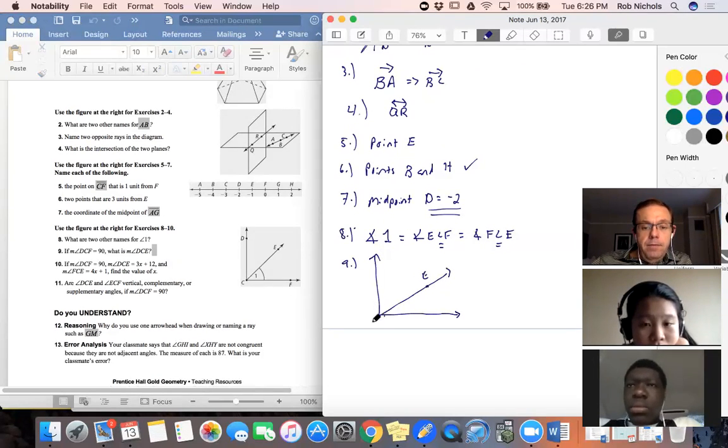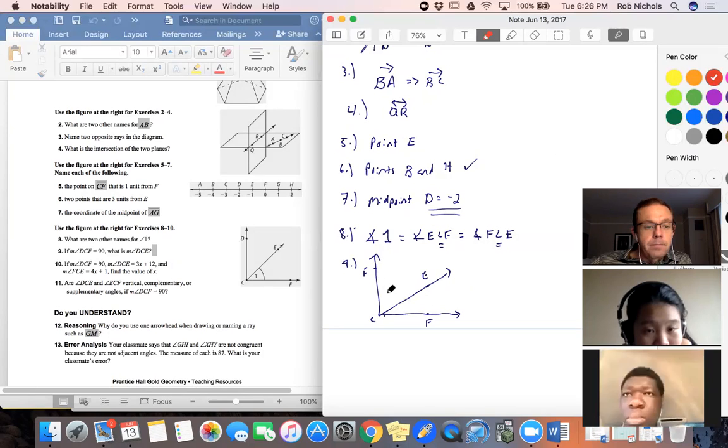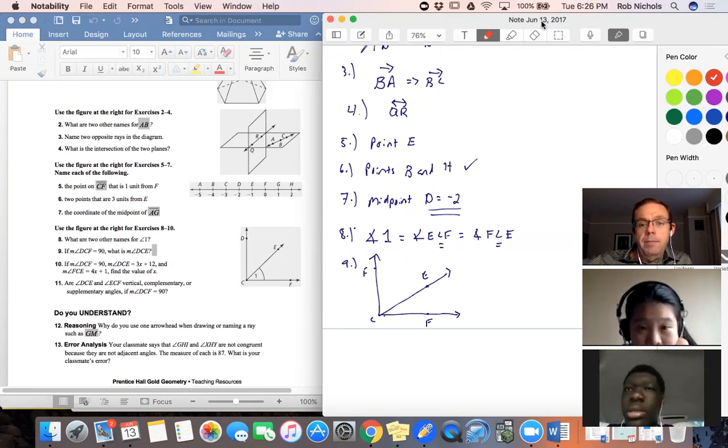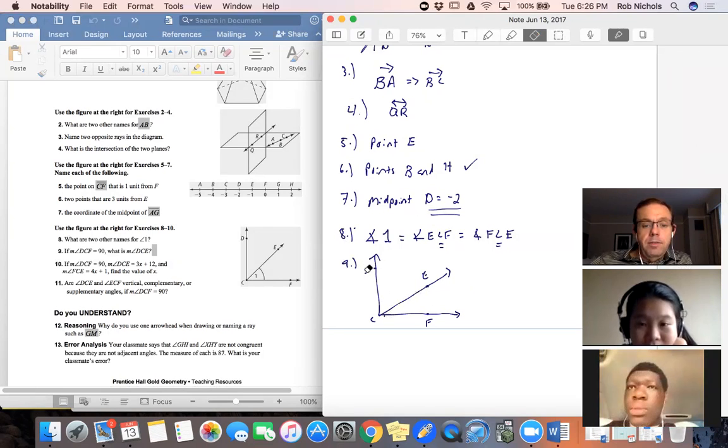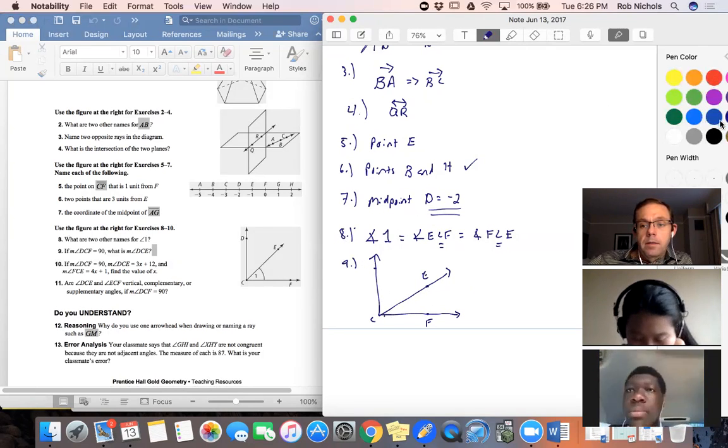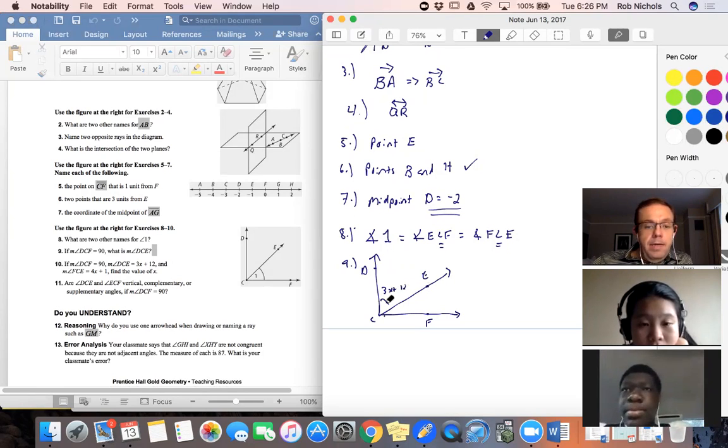So we have E, we have C, and we have F, and then we have D up here. So we should label our picture as much as possible. So here they tell us DCE. I'm sorry. Are we at number 9 or 10? I'm doing number 10, but I messed up, didn't I? That shouldn't be F, that should be D. So DCE is 3x plus 2, and then FCE is 4x plus 1, right?